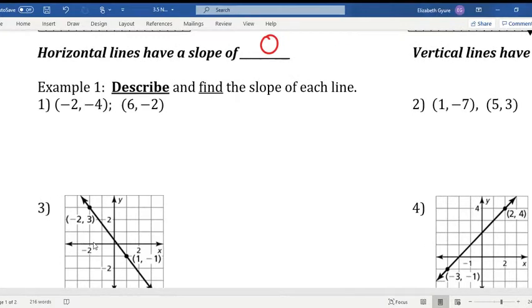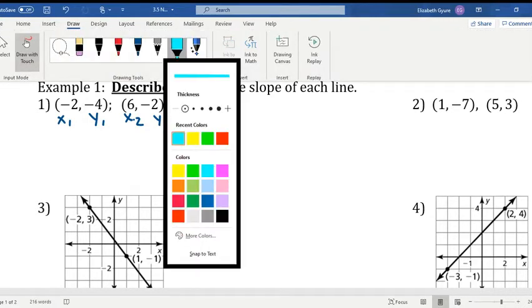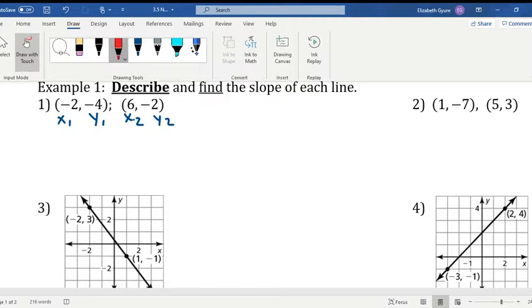I give you 2 points. If I give you 2 points, all I want you to do is plug it into your formula. First thing I would do is label which one you want to be your x1, y1, and which one you want to be your x2, y2. So I tend to just go in order. I'm going to say this is my x1, y1. This is my x2, y2. Okay. And then we're even going to do a little color coding. If you guys have highlighters or anything, it could be a nice way to do it.